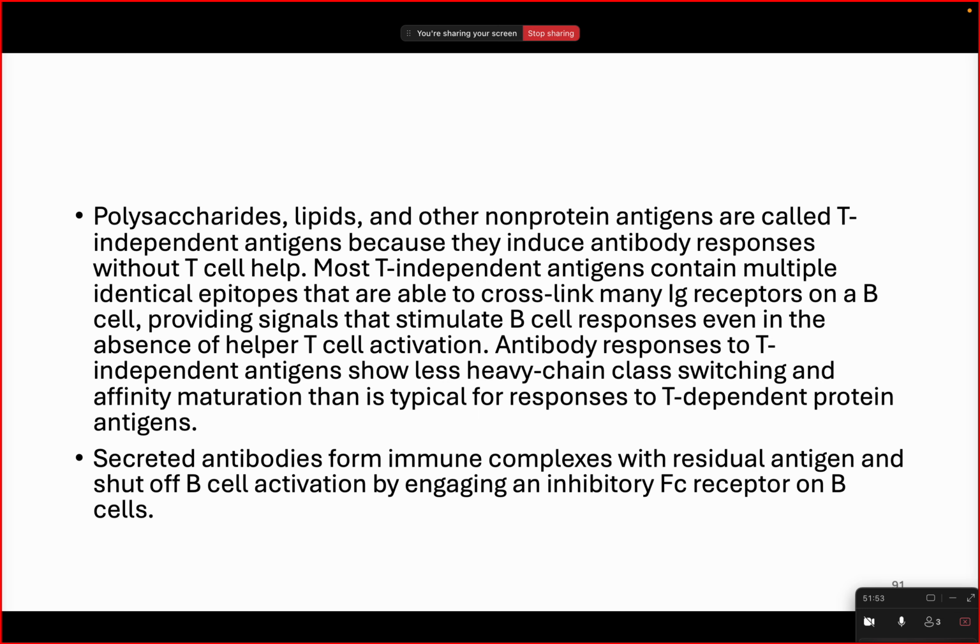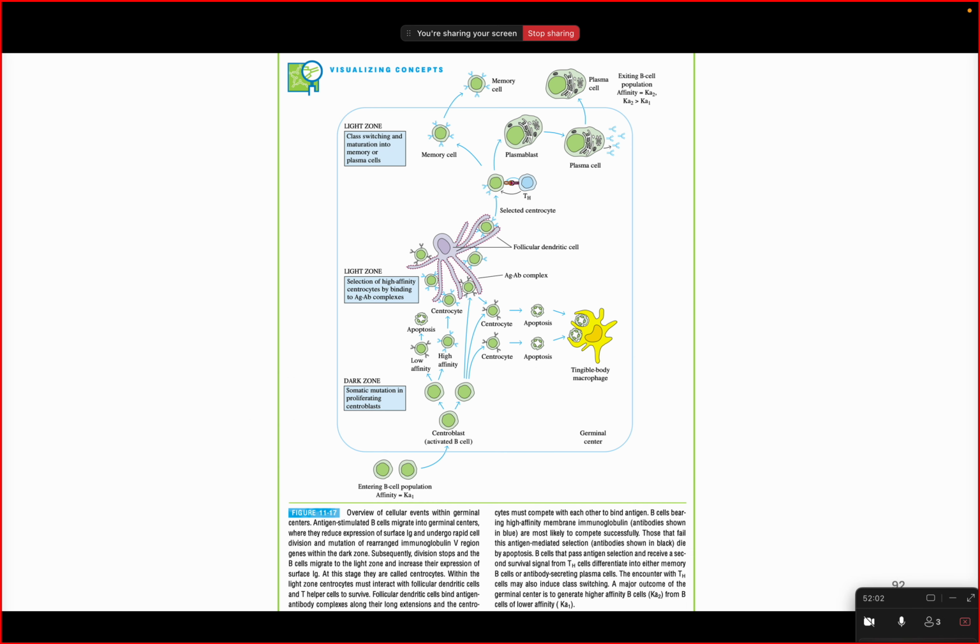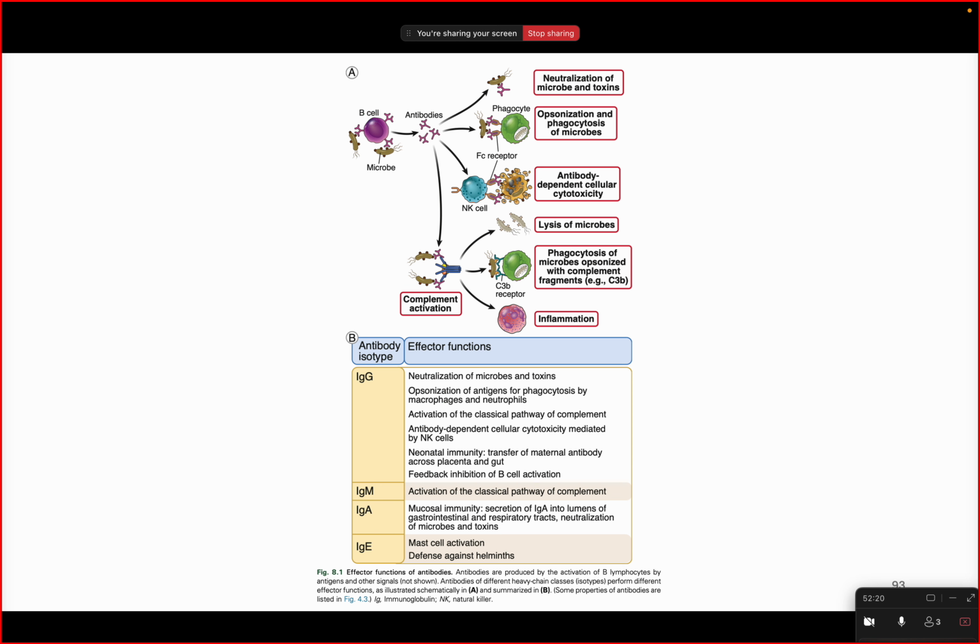Secreted antibodies form immune complexes with residual antigen and shut off B cell activation by engaging an inhibitory Fc receptor on the B cell. This is the overall representation of how cellular events are taking place in the germinal center: how a naive B cell is there, how T cells are there, where exactly these clusters are present, which cell is showing them the antigen, and how they are being selected and rejected at the same time.